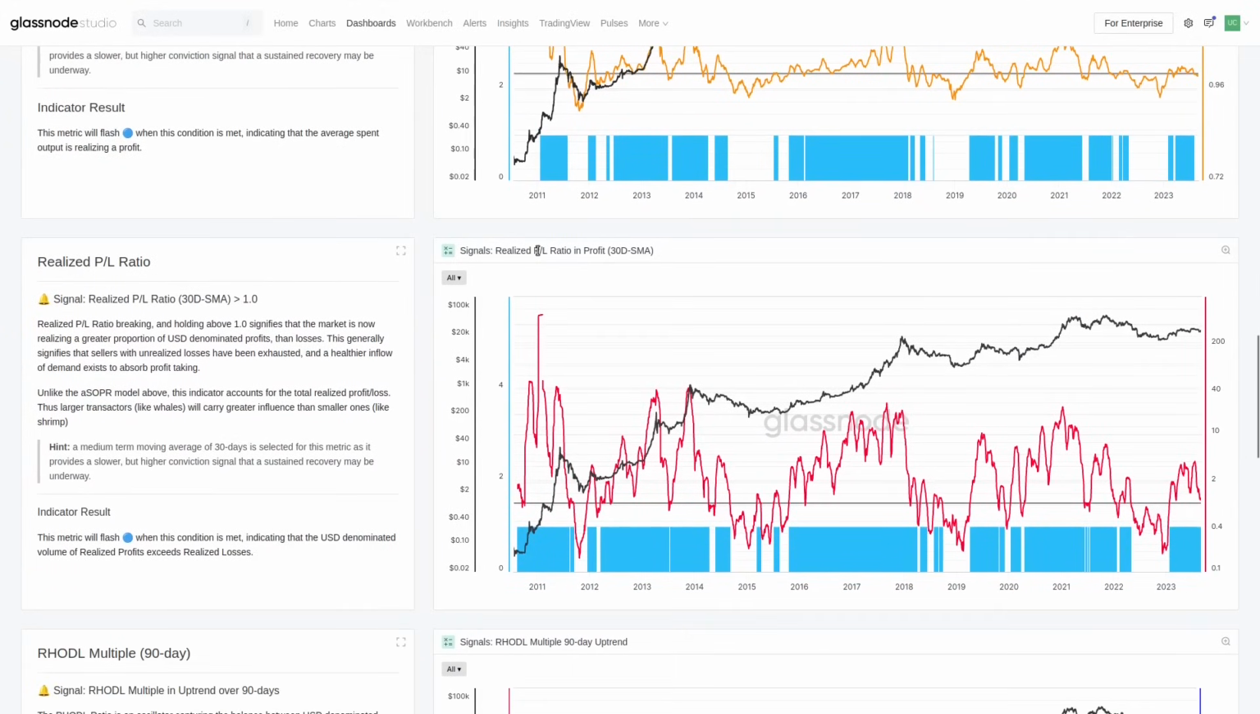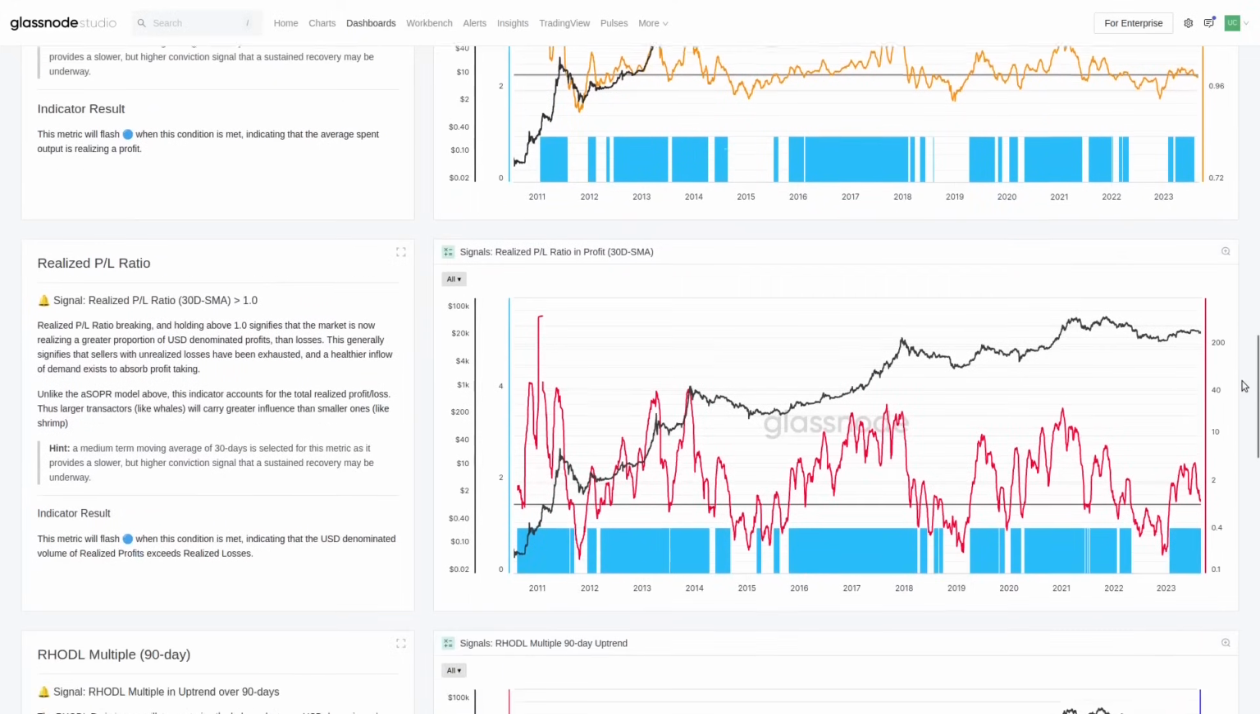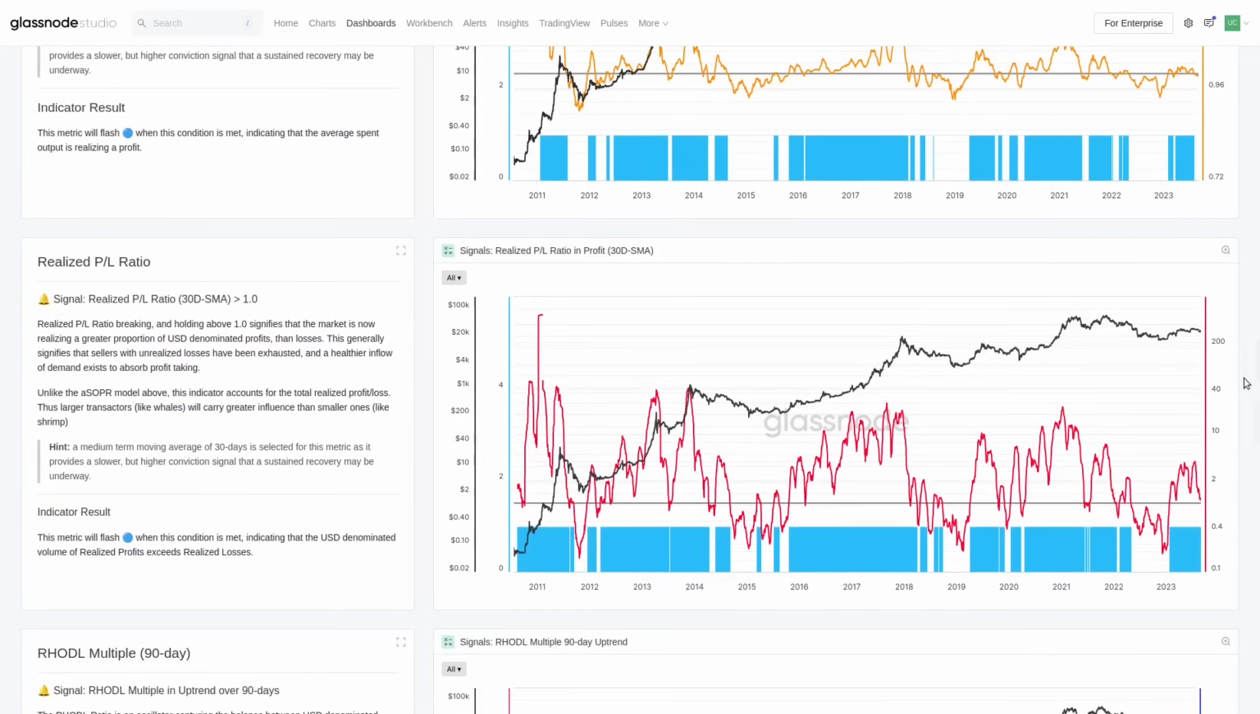Now, in terms of our profit to loss ratio, this one here, remember, SOPR does not consider the size of an entity. Whales and shrimp have a similar magnitude. When we're looking at things in terms of the profit and loss ratio, we are in the process of it.